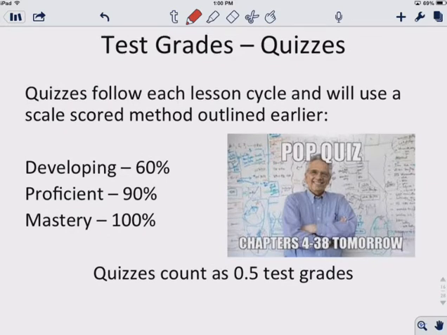Quizzes will follow the lesson cycle and will use a scaled score method. If you are able to answer a developing question, then that will earn you a 60%, because remember, in pre-AP the expectation is that most everyone will be sitting at this proficient level. If you can answer the mastery question, that is 100%. These quizzes will count as 1/2 a test grade, and there will be 2 to 3 quizzes per lesson or per topic. So we'll have 2 to 3 of those.